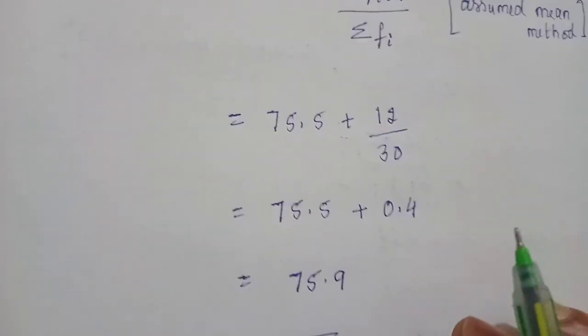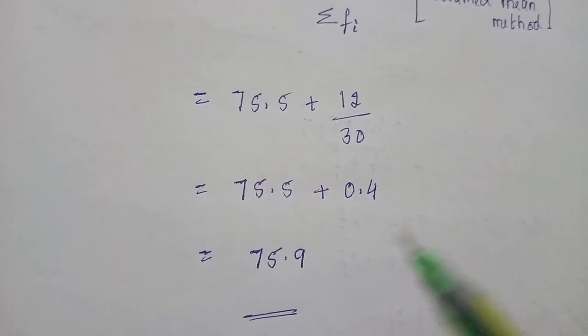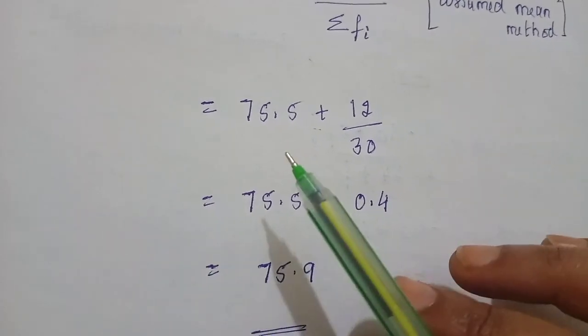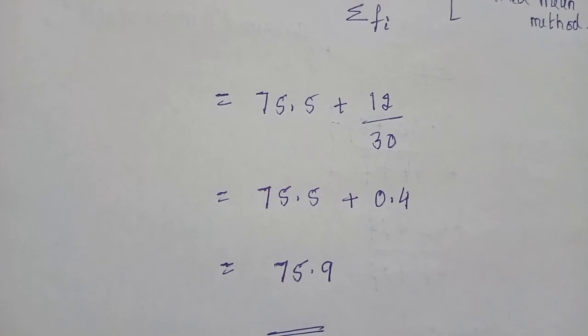So in this way, see the data, find the first Xi column and check Xi and Fi. If they are small, go for the direct method. If they are large, go for the assumed mean method.